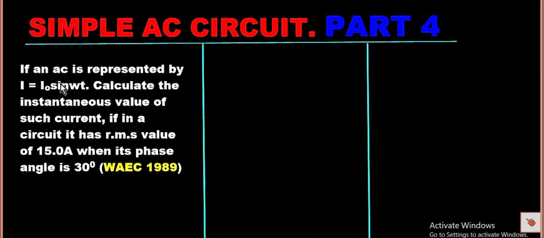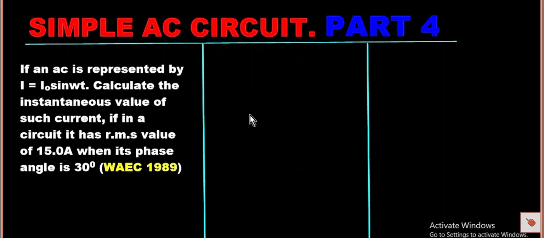In an AC circuit, if the circuit is represented by I, the instantaneous current, equal to the peak current times sine omega t, calculate the instantaneous value of such current if the circuit has an RMS value of 15.0 ampere when its phase angle is 30.